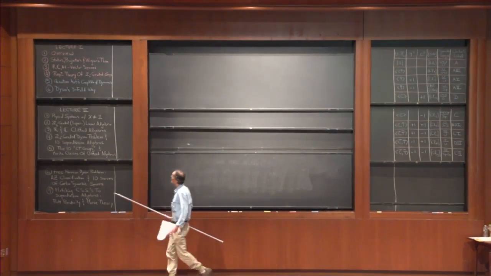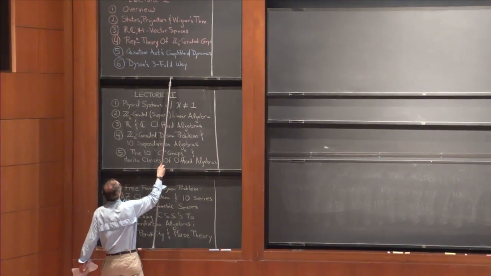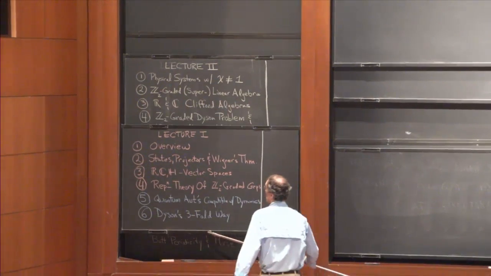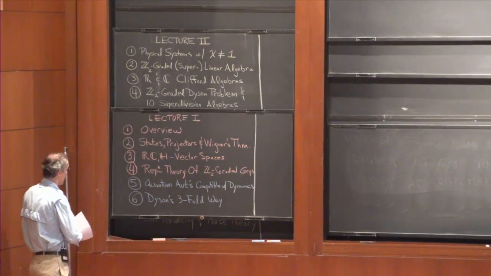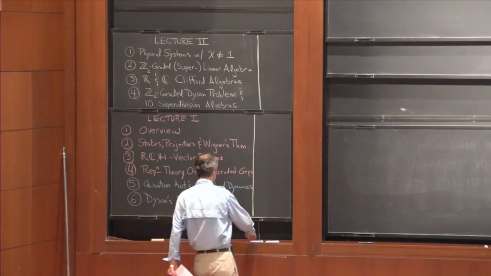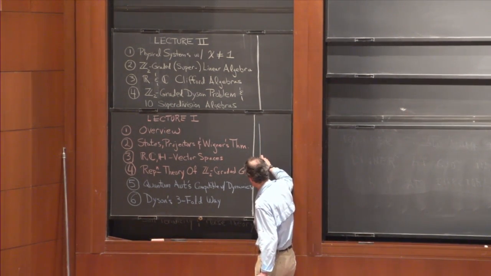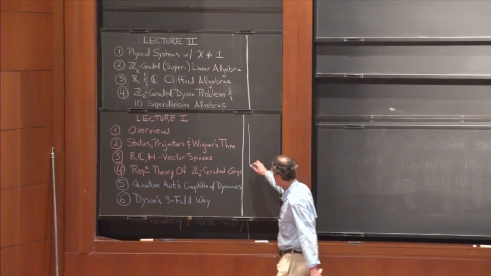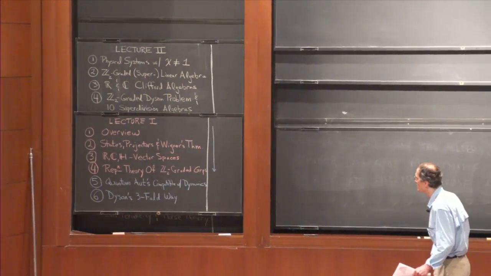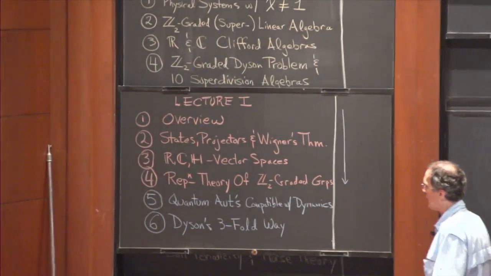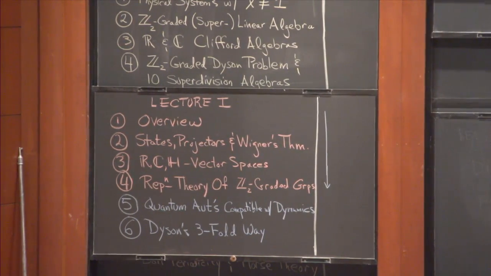Okay, so this is my lecture plan, and last time we started with lecture 1. Now, as you can see, the download bar is going rather slowly. And so we ended up here in the middle of section 4. And what we're aiming for to finish lecture 1 is Dyson's threefold way.